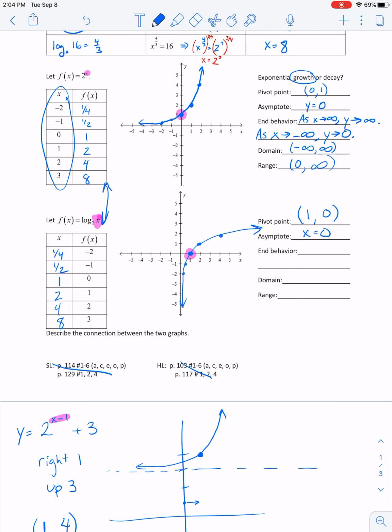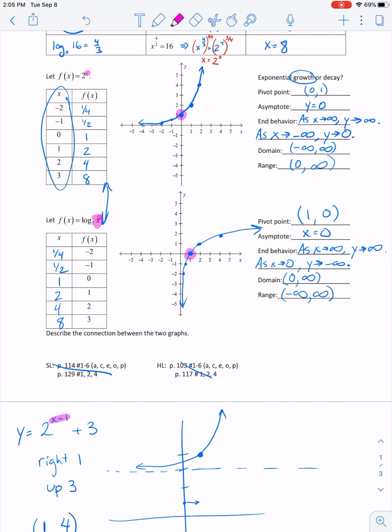And so notice it's getting closer and closer and closer, but it'll never get there. Then we have, as x goes to infinity, our y value is also going to infinity. And then x can't go to negative infinity. So we'll say as x goes to 0, our y value goes to negative infinity. My domain is now going to be 0 to infinity, and our range is going to be all reals.